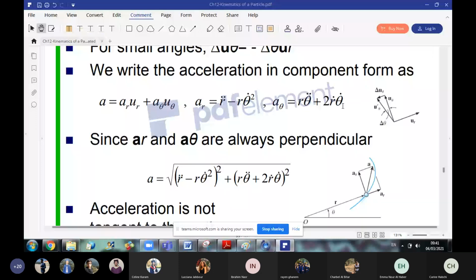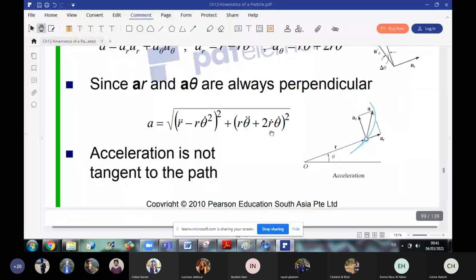To find the magnitude, of course, we can do the radical of AR square plus A theta square. And as you can see here, this is the decomposition of acceleration into radial and transverse components. And you know that A is not tangent to the path, V is tangent to the path. So here A will have two components, one along AR, one along A theta.